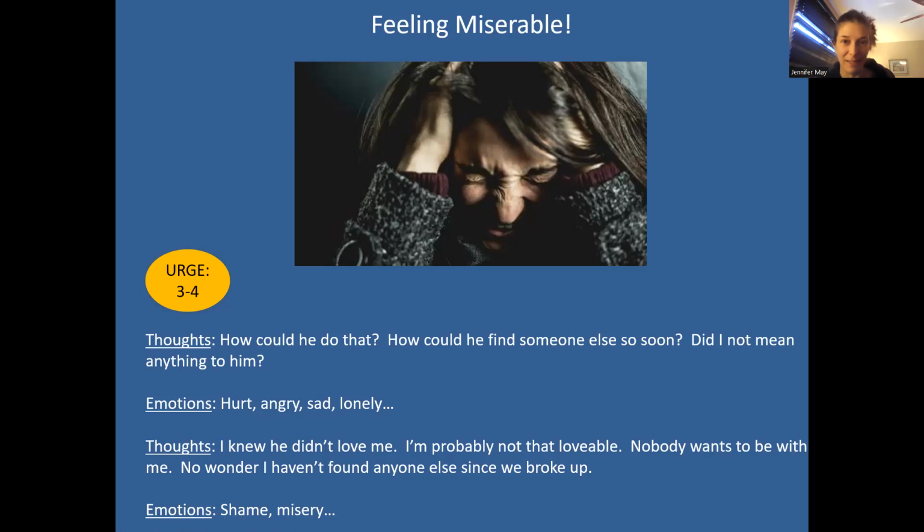Okay, so the thoughts are even getting more intense here. It's getting more hard on herself, and she's feeling worse and worse. And so the emotions now are shame and misery. So she's feeling like, I'm alone because there's something wrong with me. I'm not even lovable. It's really getting more intense here.